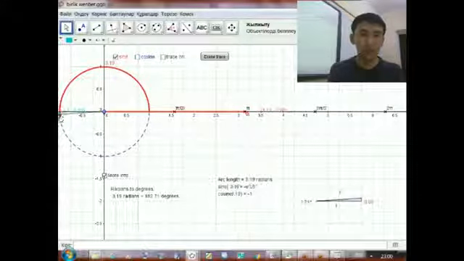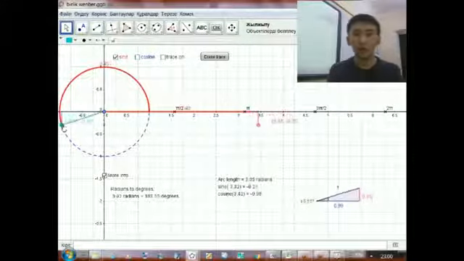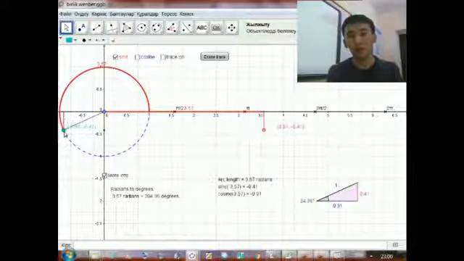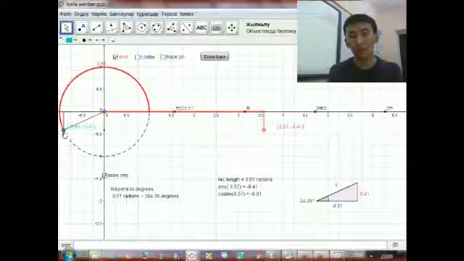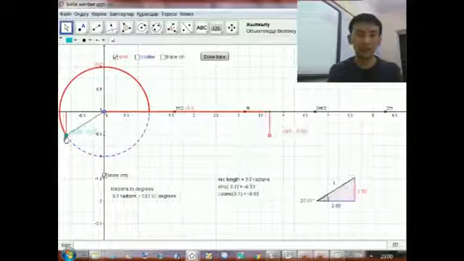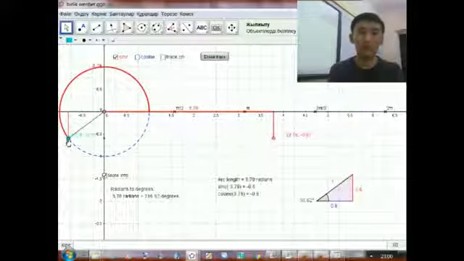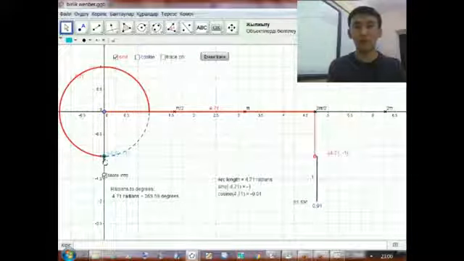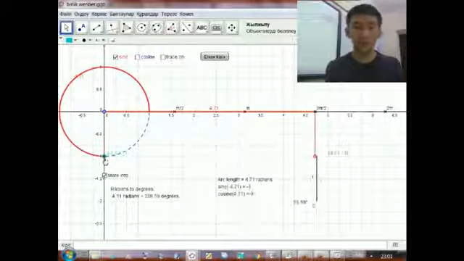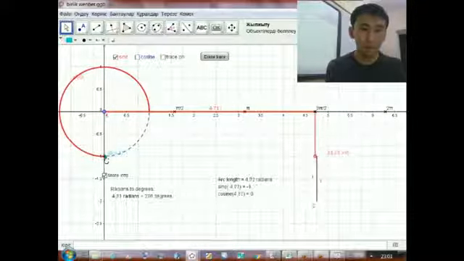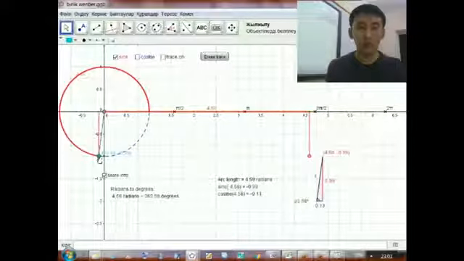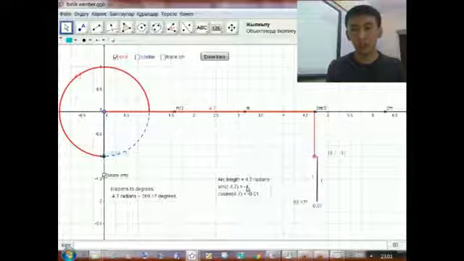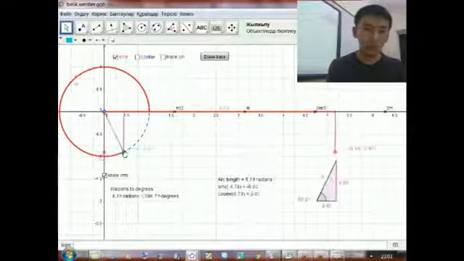Now if we continue increasing the angle, the line segment is increasing in length, but in the opposite direction, so the value of the sine is negative. At 270 degrees, in radians 3 pi over 2, the length of the line segment is 1, but in the opposite direction, so the value of the sine is -1.